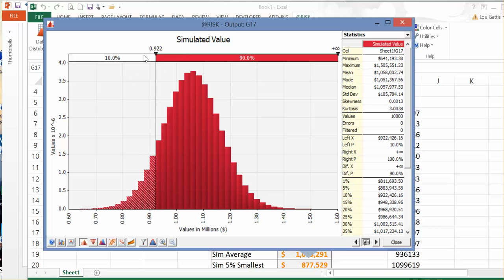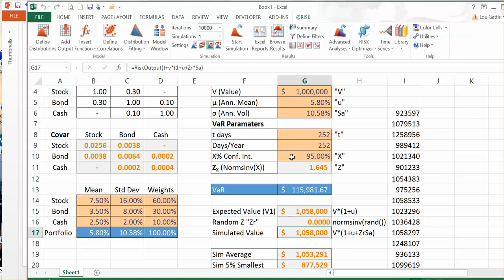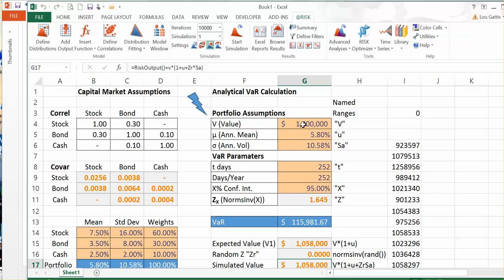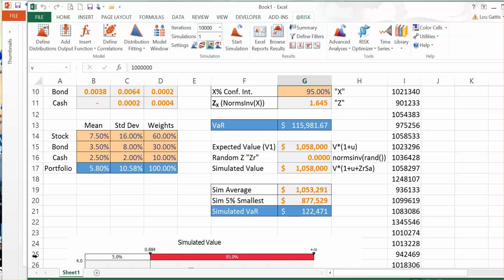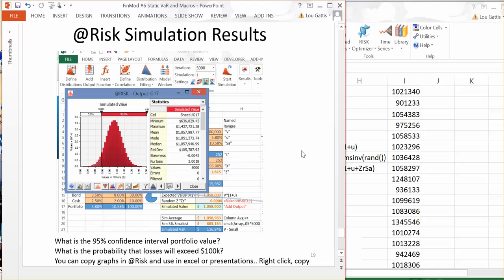So this will be my 90% VaR, the difference between 1,000,000 and 922. A 1% or 99% VaR would be the difference between 812 and 1,000,000. And that's the difference between the lowest 5% value and the initial portfolio value, not the mean. So that's @RISK and how we use it to calculate the risk of a portfolio.